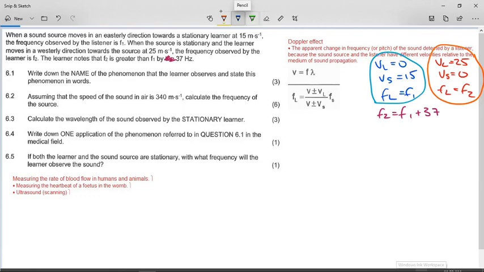Write down the name of the phenomenon that the learner observes and state this phenomenon in words. So it is the Doppler effect: the apparent change in frequency or pitch of the sound detected by a listener because the sound source and the listener have different velocities relative to the medium of sound propagation.